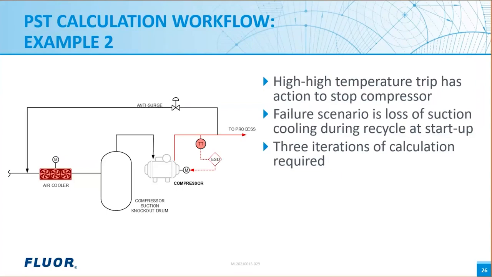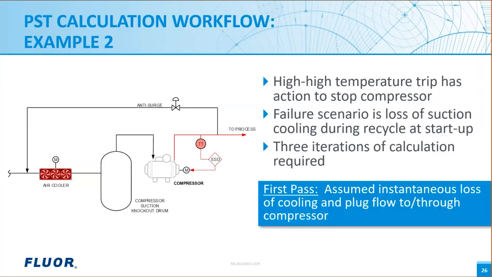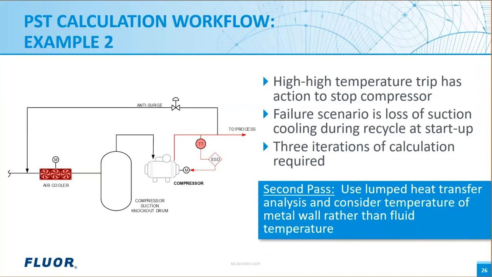Three renditions of this calculation were done to try and meet the required process safety time. In our first pass of the calculation, we only really looked at the process fluid temperature and assumed a simple plug flow of the high temperature fluid through the system. Unsurprisingly, this showed that the process safety time was very, very short and not reasonable. So we had to refine the calculation, and in a second rendition we looked at a lumped heat transfer analysis. We looked at the heat up of the metal rather than the temperature of the process fluid itself. Unfortunately, this still didn't give us the process safety time duration that we needed.